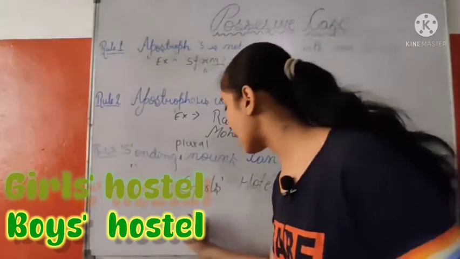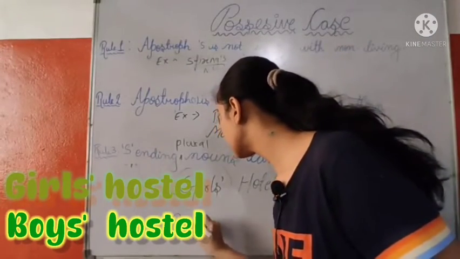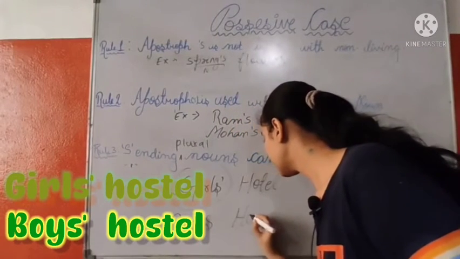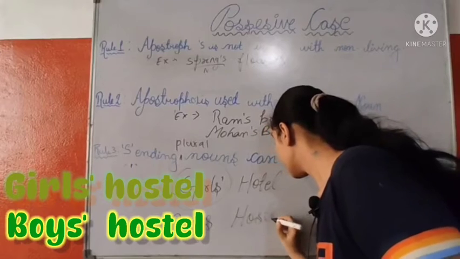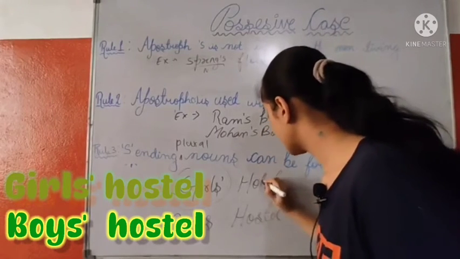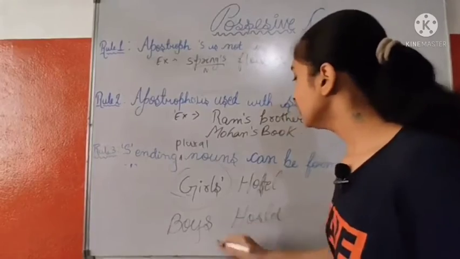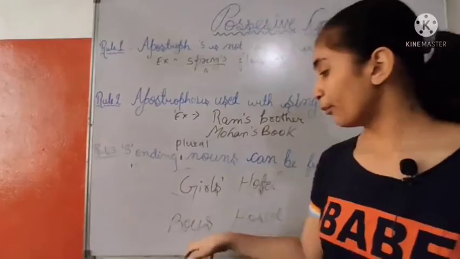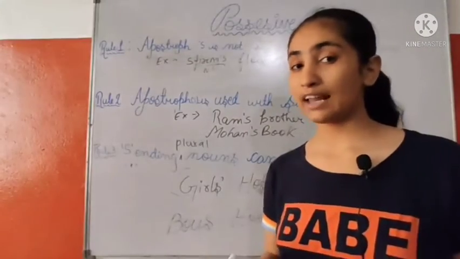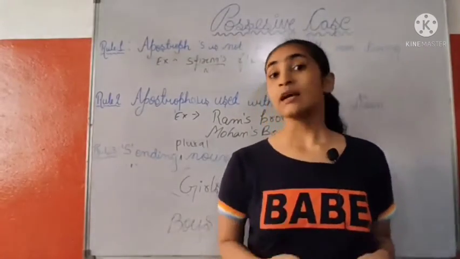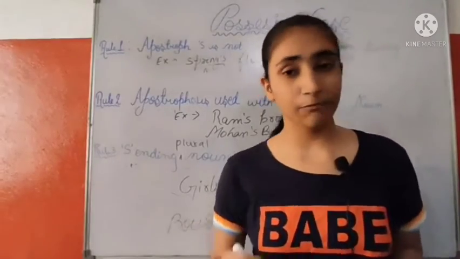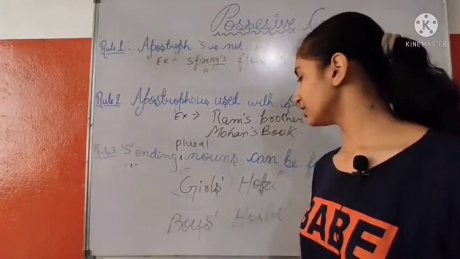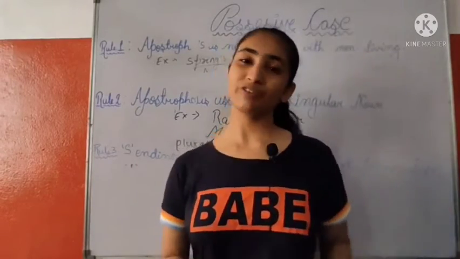So take one more example, boys' hostel. Not hotel but hostel. So here boys is again what? Boys is a plural noun and we have just discussed that a plural noun can be made possessive by simply adding apostrophe. So you can add apostrophe to it. So now let's move to our next rule.